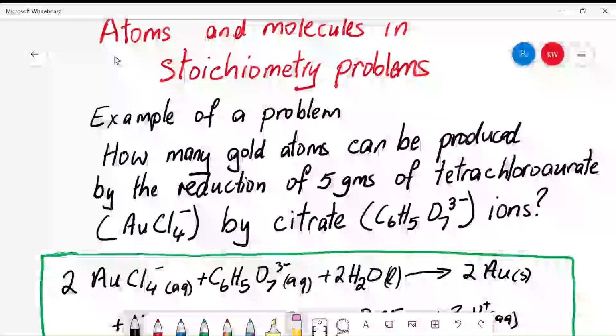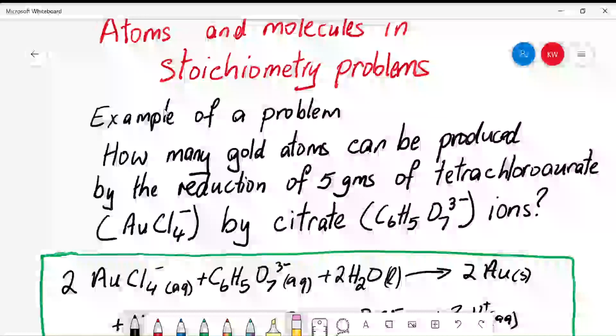Hello. So today we'll be looking at stoichiometric problems. In studying AP chemistry, it is important for us to be able to relate macroscopic properties such as mass to microscopic properties such as number of atoms or molecules. So we'll be looking at how this is done.